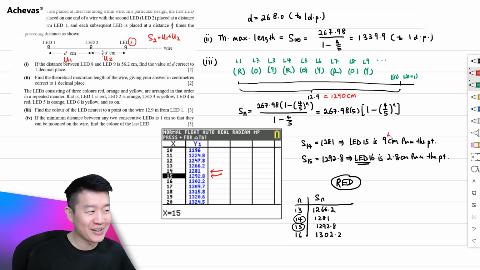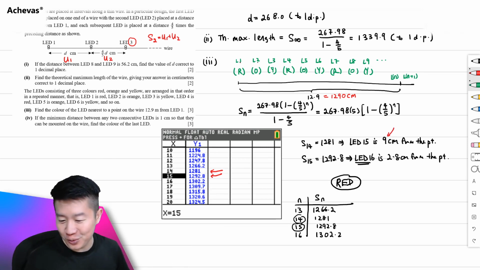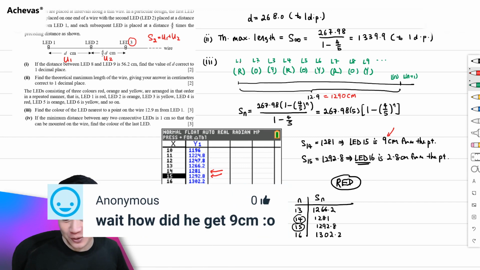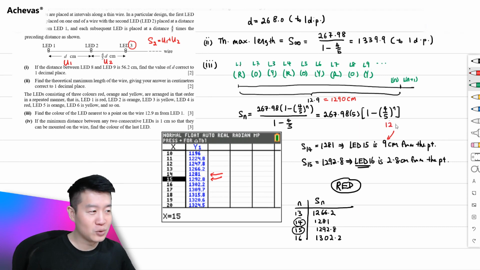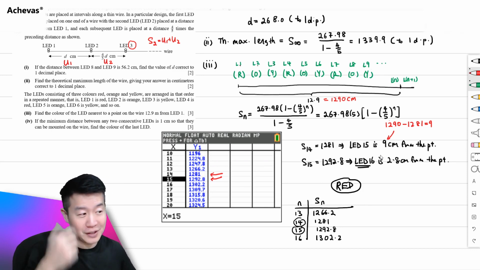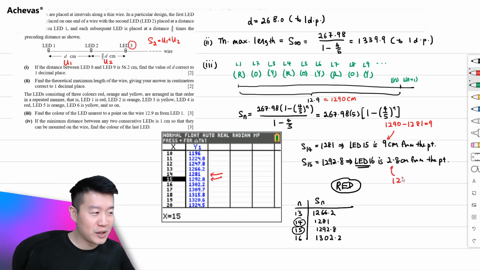Okay, I see a very funny question. I'm going to tell you, but I think you're going to feel sad if I tell you how I get 9 cm. But I'm still going to tell you anyway. I get 9 cm because S14 is 1291. So 9 cm is just simply this 12.9. So 1290 minus 1281, this is 9 cm. It's just simply that this point is 9 cm after LED 15. Similarly, to get this, it is 1292.8 minus 1290, which is the point that the question is talking about.